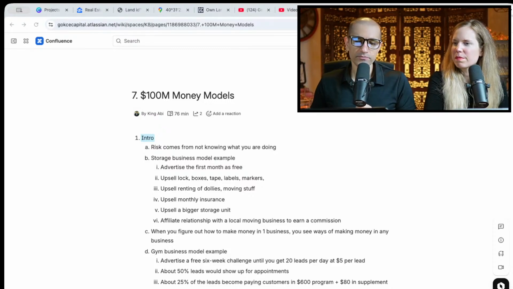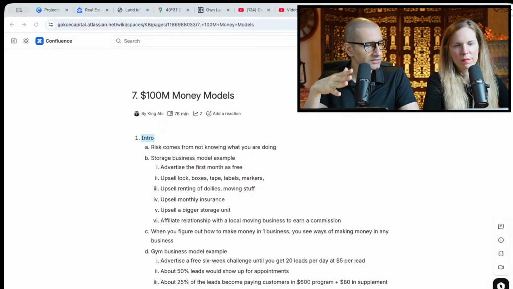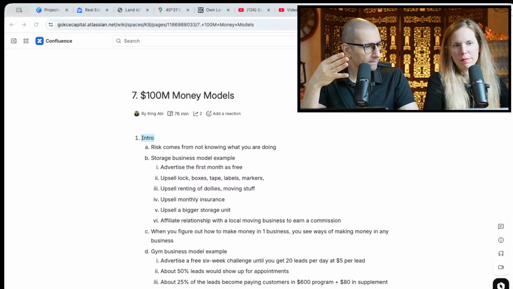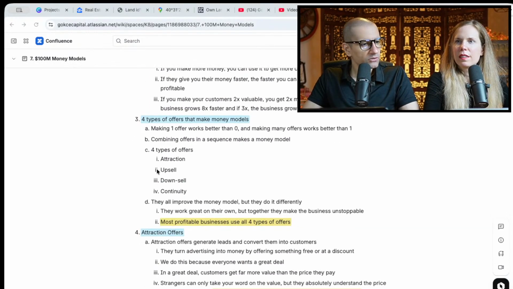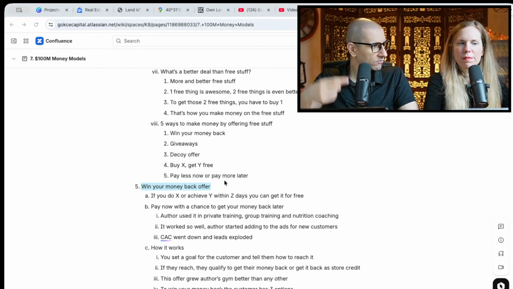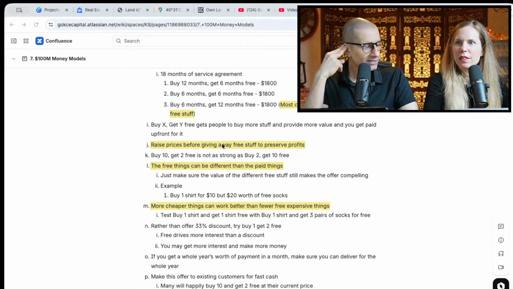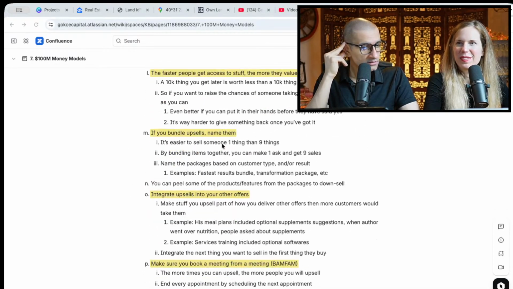So far, we have covered what money models are. We covered the attraction offers. So there are 5 attraction offers that were discussed in the book: win your money back, decoy, pay more now, pay less now, pay more later, giveaways, and buy X, get Y free. So those were the 5 attraction offers. Then we looked at the upsell offers. So the first upsell was the classic upsell. The second upsell was the menu upsell. And today we're going to be talking about anchor upsells. All right, let's get into it.